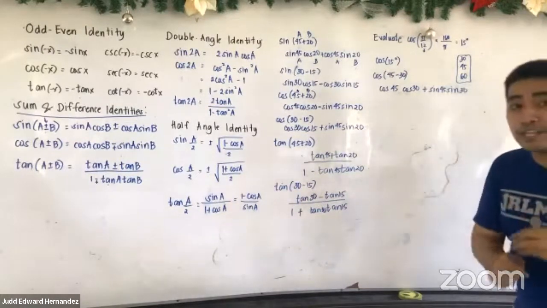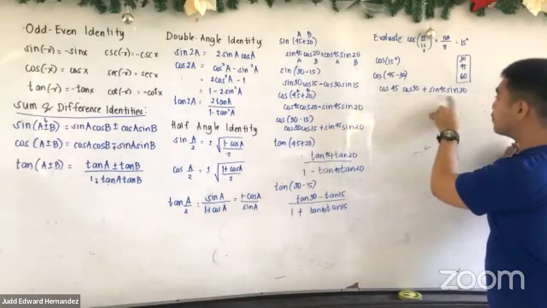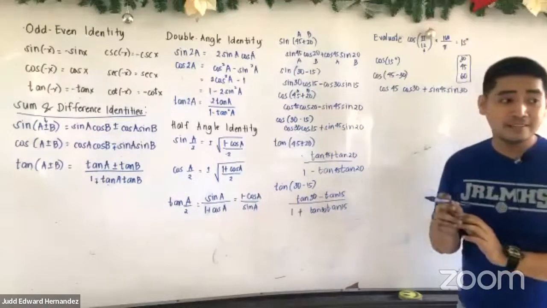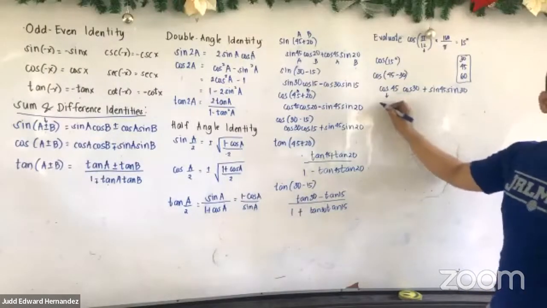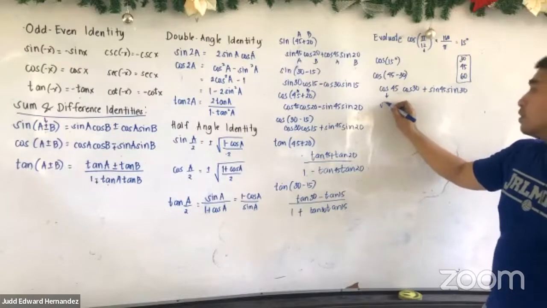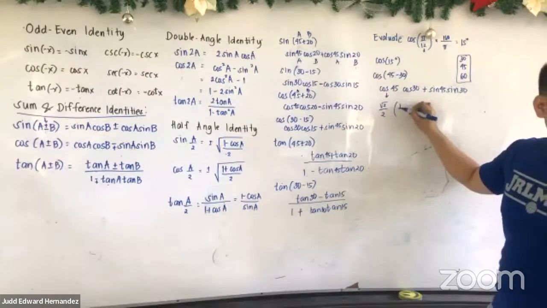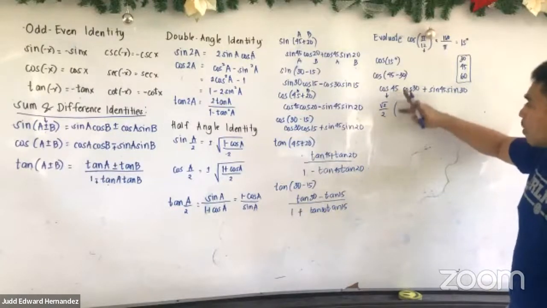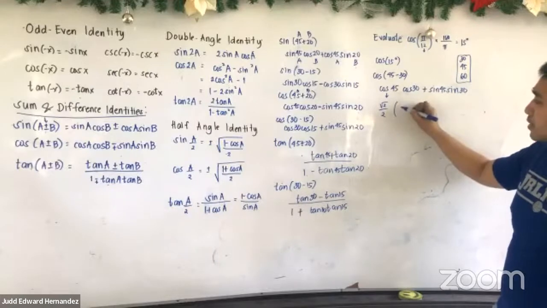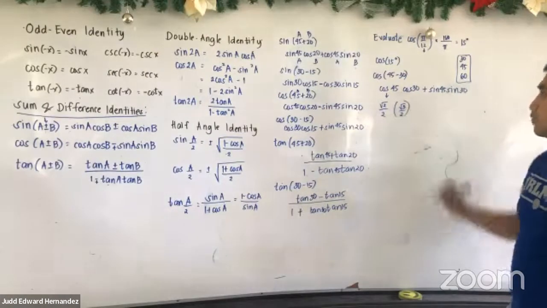O, may tanong ako sa inyo. May makukuha ka na bang value ng cosine 45, cosine 30, sine 45, sine 30? Yes po. Meron po. What is cosine 45? Cosine 45 is square root of 2 over 2. Cosine 30 is 1/2. 1/2 ba cosine 30? No, it is not 1/2. What is cosine 30? Cosine 30 is square root of 3 over 2 po.